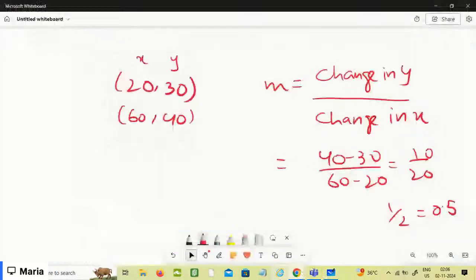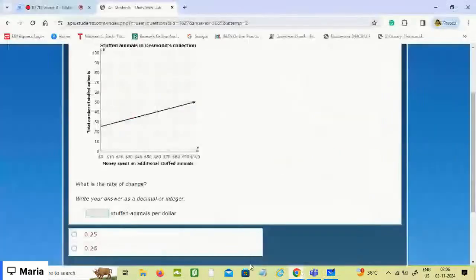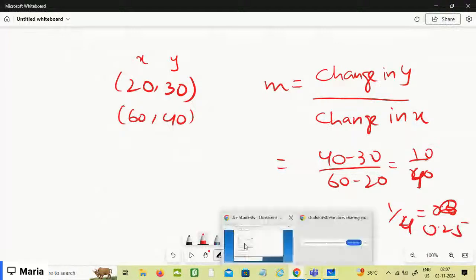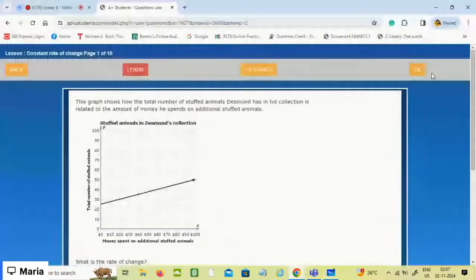Got it? Next, the points are 60, 40 and 20, 30. Oh, 60 minus 20 is 40. So 10 over 40 is 1 by 4. So 1 by 4 is 0.25. So the correct option is 0.25. Option number 1 is the correct option. Got it?